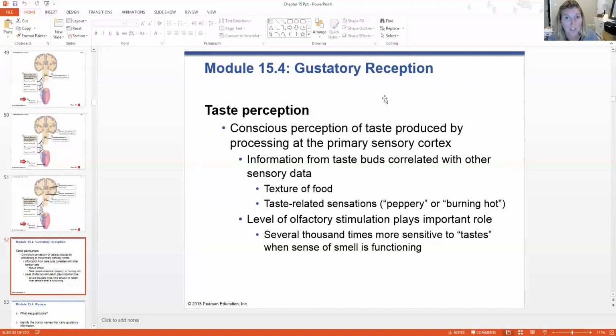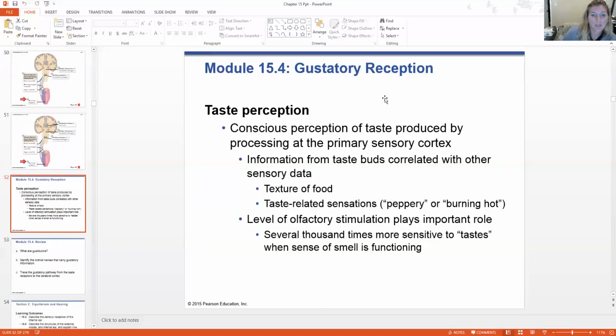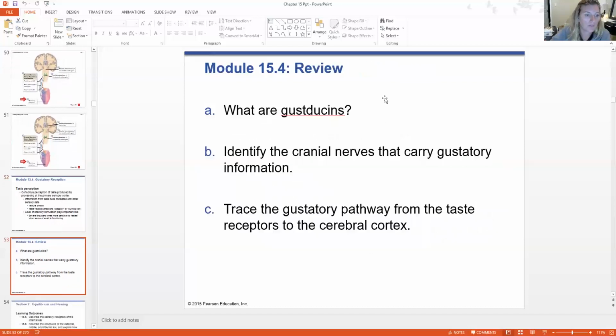Olfactory stimulation plays a huge role in how we taste, several thousand times more sensitive than our taste is. So it's there as a protective measure as well. If you want to eat something that you don't like, or you want somebody to eat something that they don't like, hold your nose. Remember that old trick? Just hold your nose and eat it. All right, you can pause the video here, go back and review gustation.